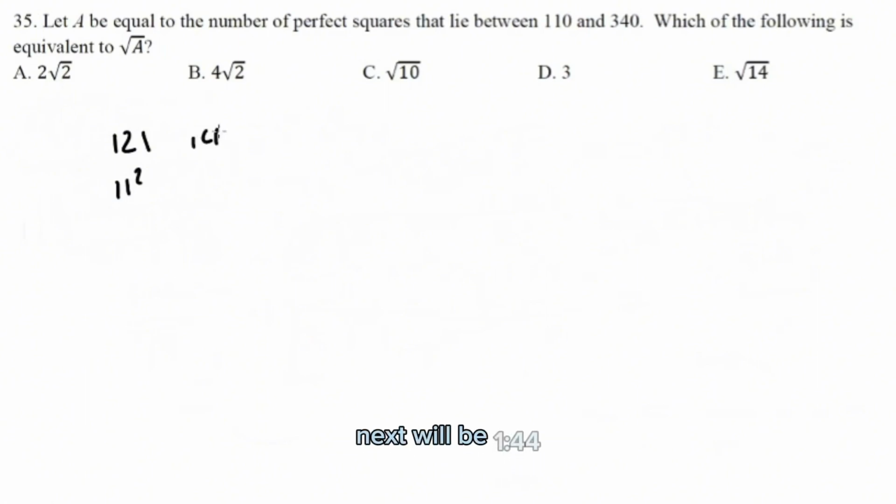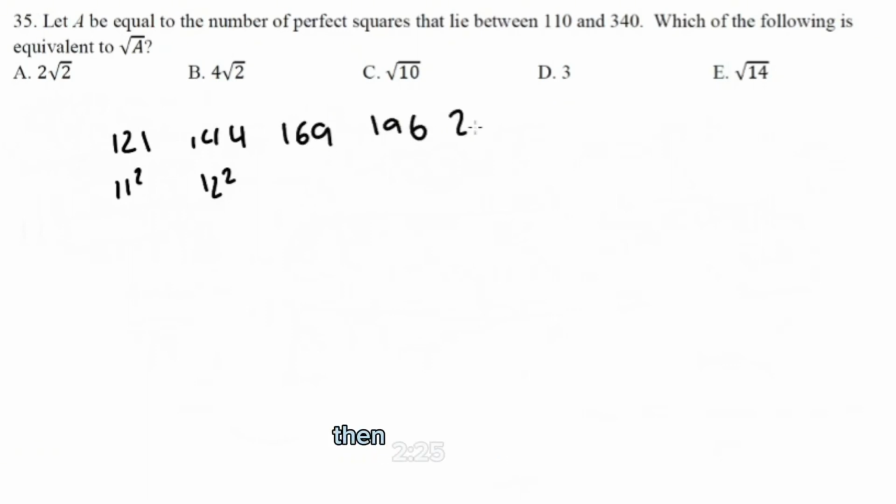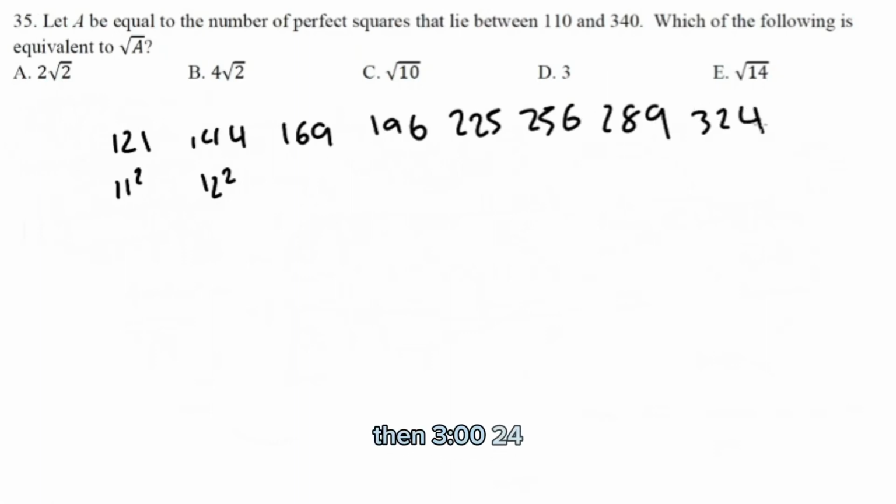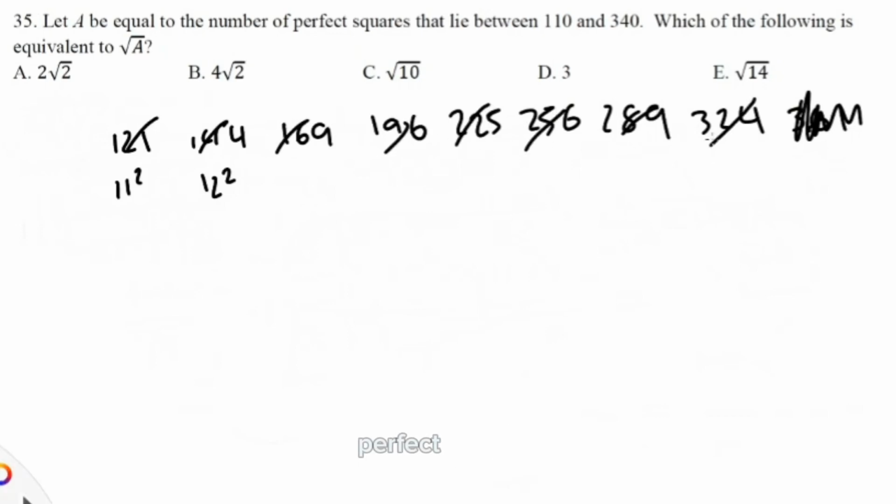Next would be 144, which is 12 squared. Next 169, then 196, then 225, then 256, then 289, then 324. The next one is 361, but that's greater than 340, so we don't use that. So in total, there's 1, 2, 3, 4, 5, 6, 7, 8 perfect squares. That means that A is equal to 8.